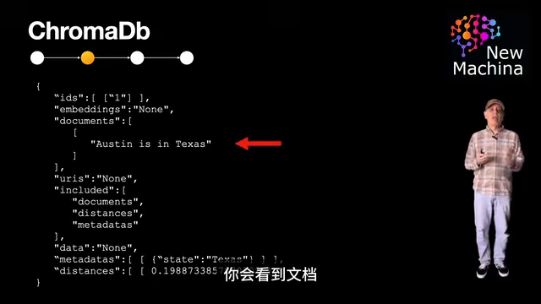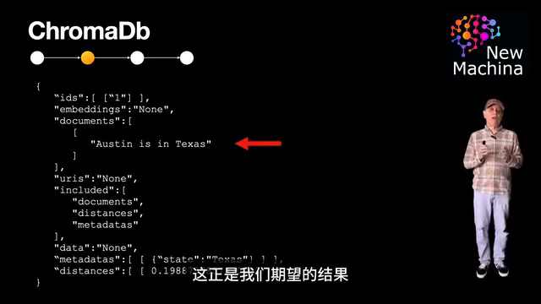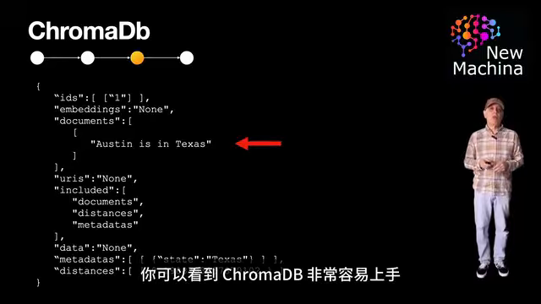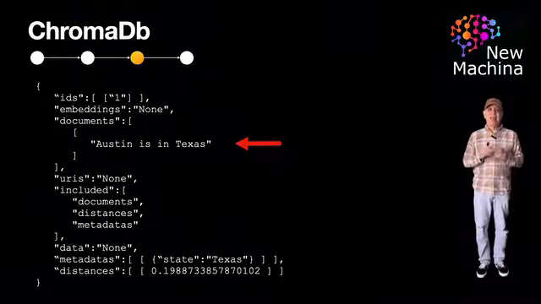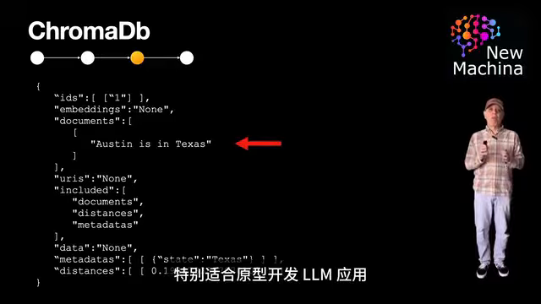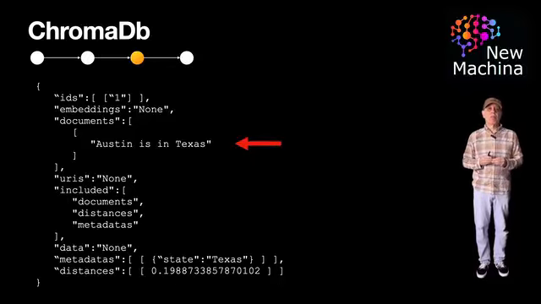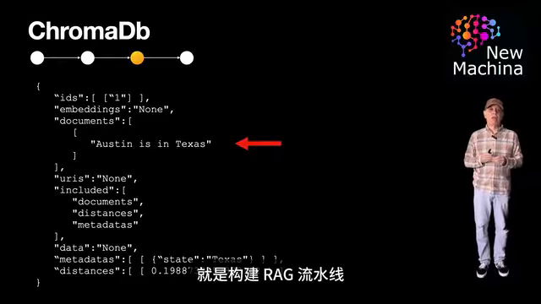You can see the document "Austin is in Texas" was returned. This is what we would expect when running this example. So you can see how easy it is to get ChromaDB up and running on your laptop. It's designed to be developer-friendly with minimal setup, great for prototyping LLM-driven apps without needing to set up a big cloud infrastructure. As a side note, a common use of ChromaDB with LLMs is in building RAG pipelines.